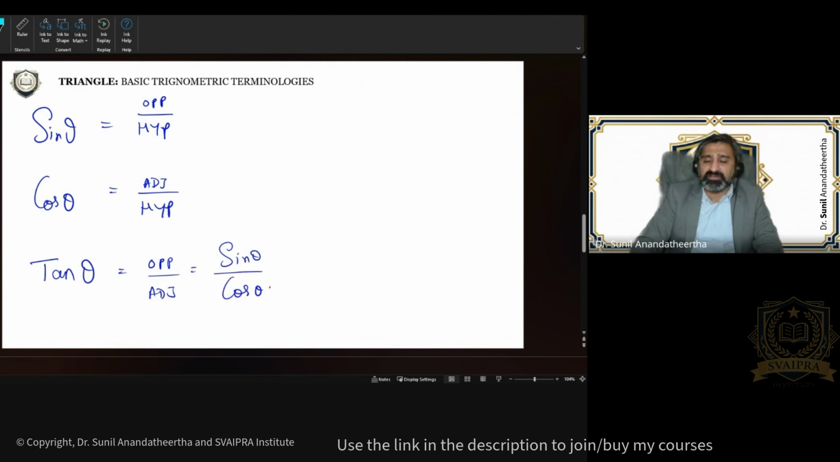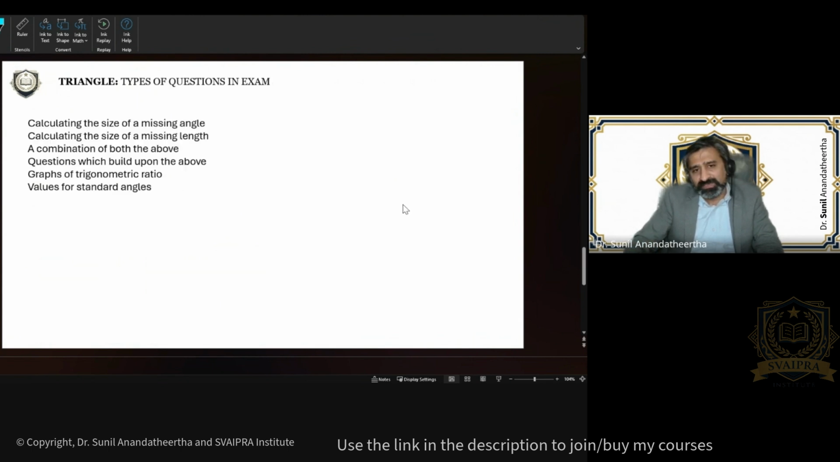Okay, so you've got to remember this to understand how we go from understanding a triangle towards solving questions in exams which are related to trigonometry. Okay, now going to the next slide. What are the different types of exam questions that you can get? You can get a question like, calculate the size of a missing angle.